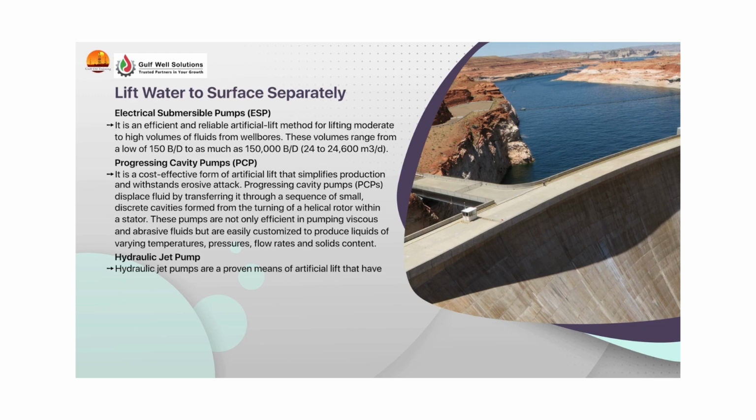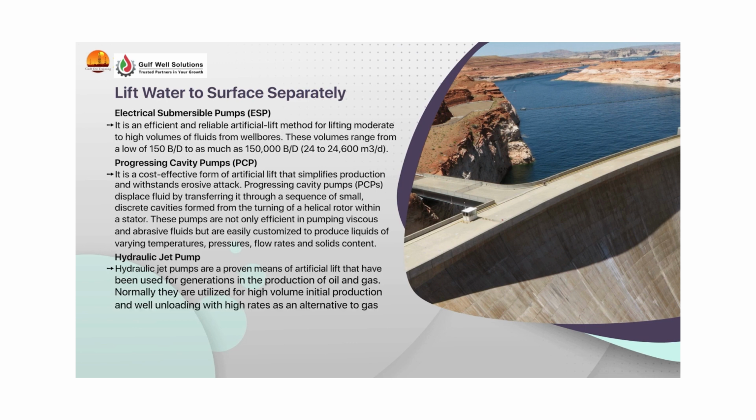Hydraulic jet pump. Hydraulic jet pumps are a proven means of artificial lift that have been used for generations in the production of oil and gas. Normally they are utilized for high-volume initial production and well unloading with high rates as an alternative to gas lift systems or electric submersible pumps, ESPs.